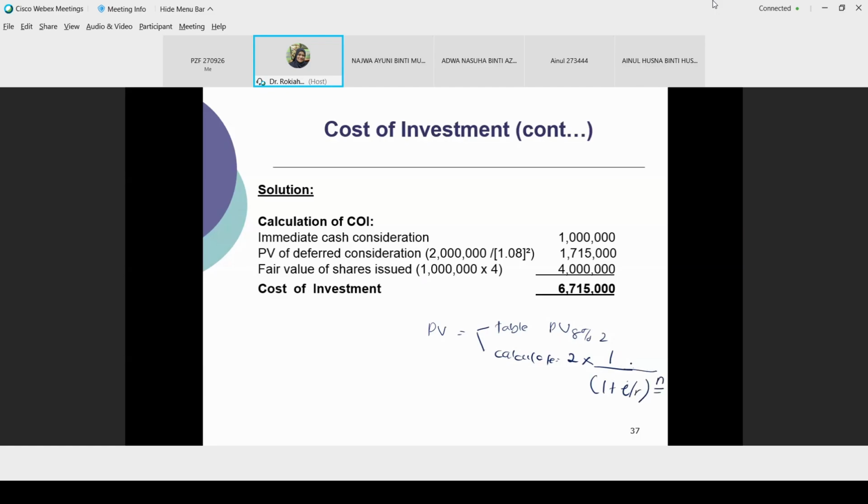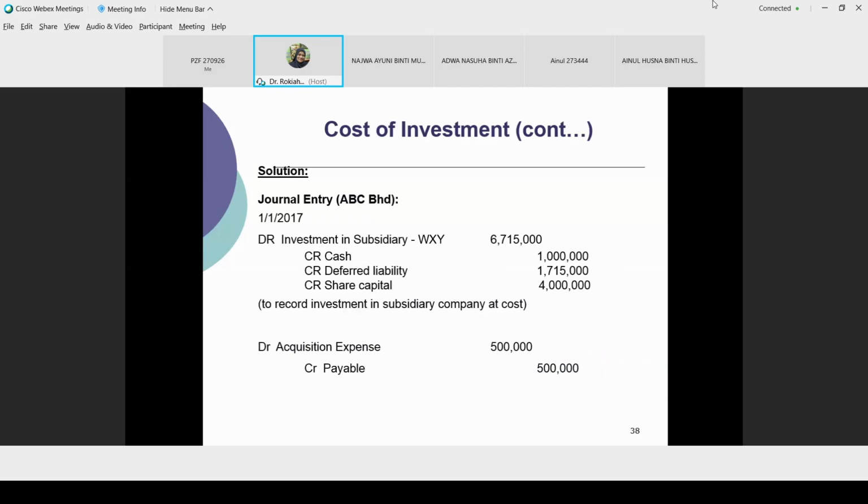So if you want to use a calculator, you can just calculate this one. This one refers to the table. But for the purpose of the exams, normally the tables will be given. And you can use this method or that one to calculate the present value. Okay, so the total cost of investment here is 6,715. So the first journal entry is to record the investment: debit investment, credit the consideration, that is the cash, the deferred liability, and also share capital.